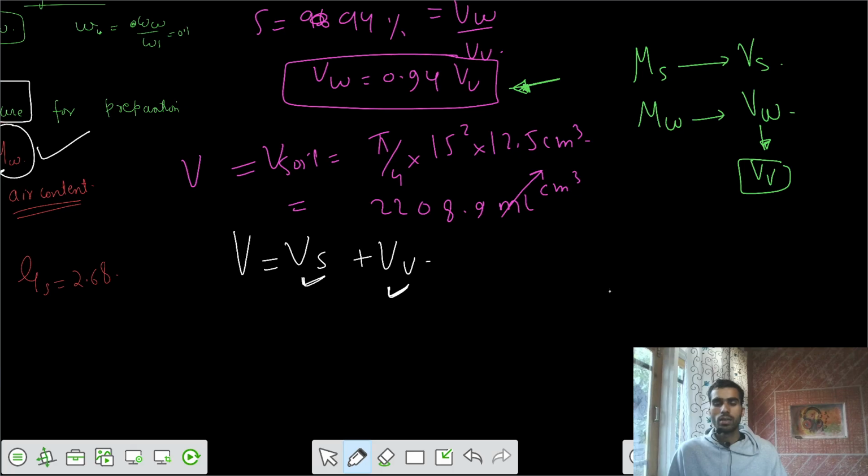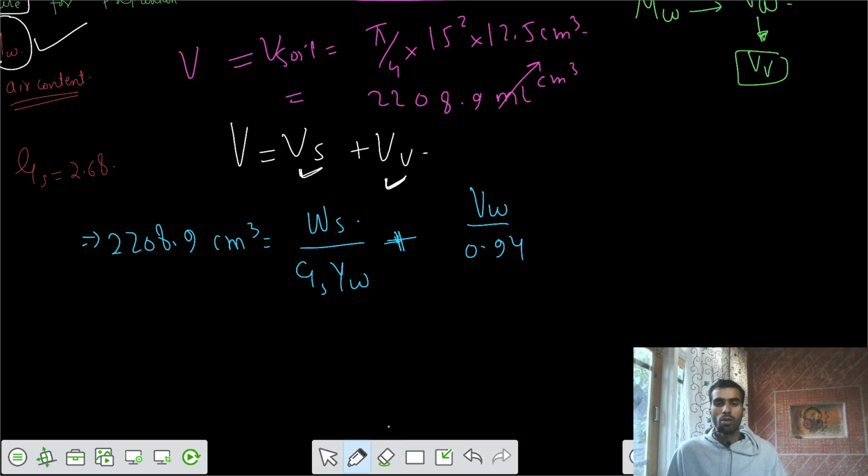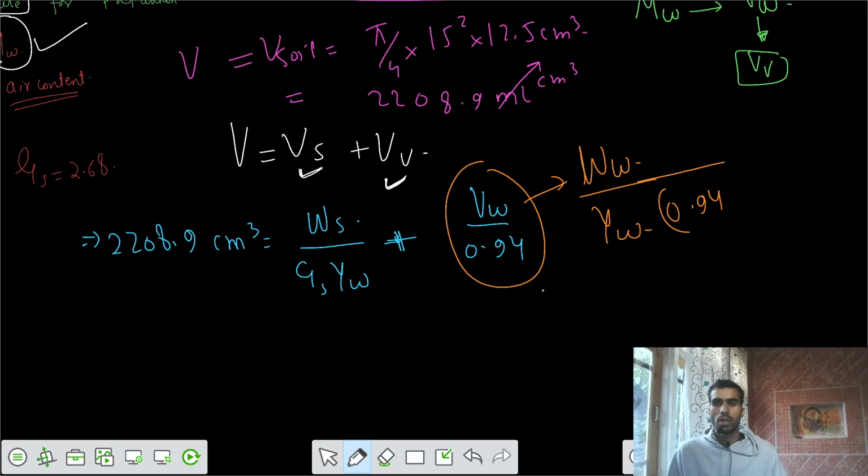Can we see that? So if I solve in that way, I would say that 2208.9 cm³ is equal to the volume of solids, which is the weight of solids divided by G of solids times gamma w, plus the volume of voids, which would be converted to the volume of water divided by 0.94. And volume of water can be converted to mass of water. We can write weight of water in terms of the weight we are calculating. Then we can substitute in terms of mass: weight of water divided by rho, gamma of water, and that divided by 0.94 also. This factor of 0.94, can we write that in this way?